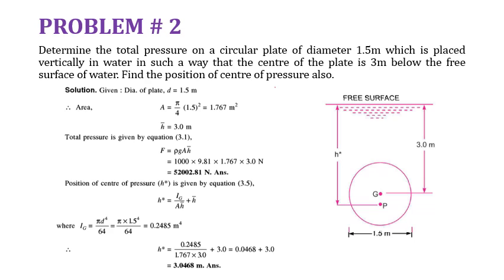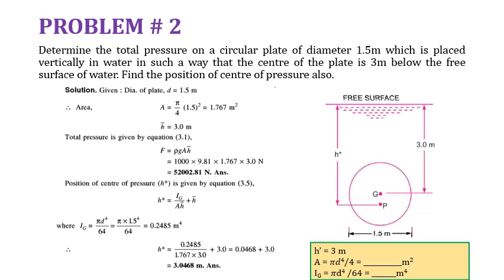So the next numerical is to determine the total pressure on a circular plate of diameter 1.5 meter, which is placed vertically in water in such a way that the center of the plate is 3 meter below the free surface of water. So you have to draw the figure yourself. A circular plate which has a diameter 1.5 meter is placed in water, the liquid is water, in such a way that the center of the plate, which is the center of gravity, is at a distance of 3 meters below the free surface of water.